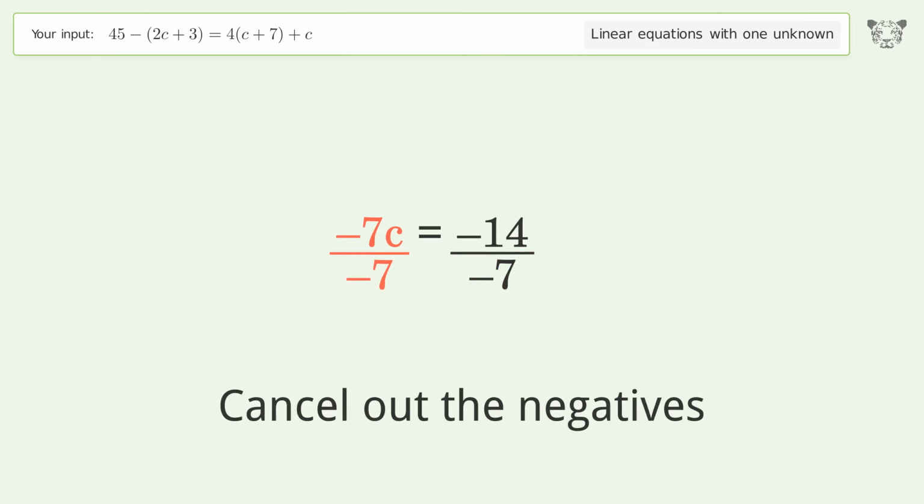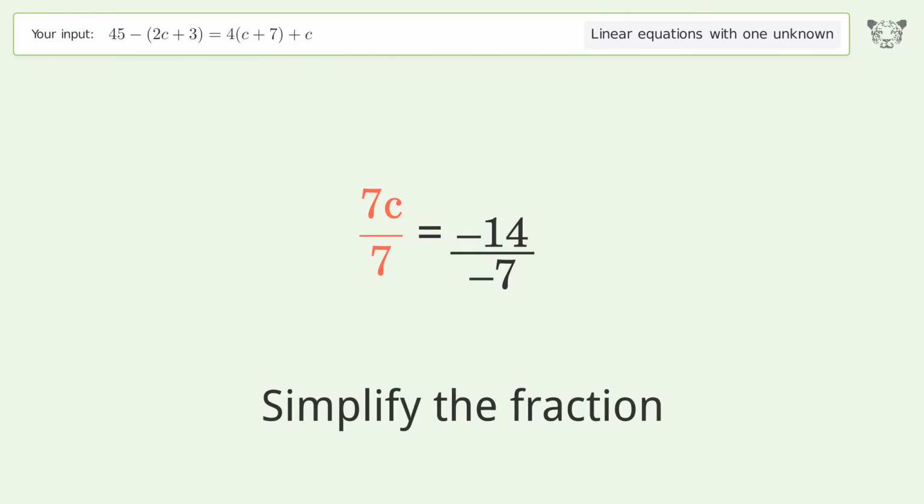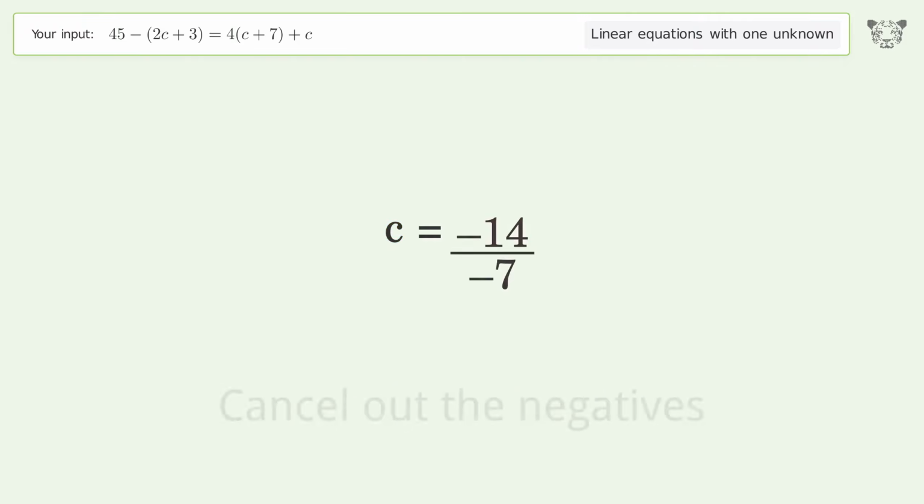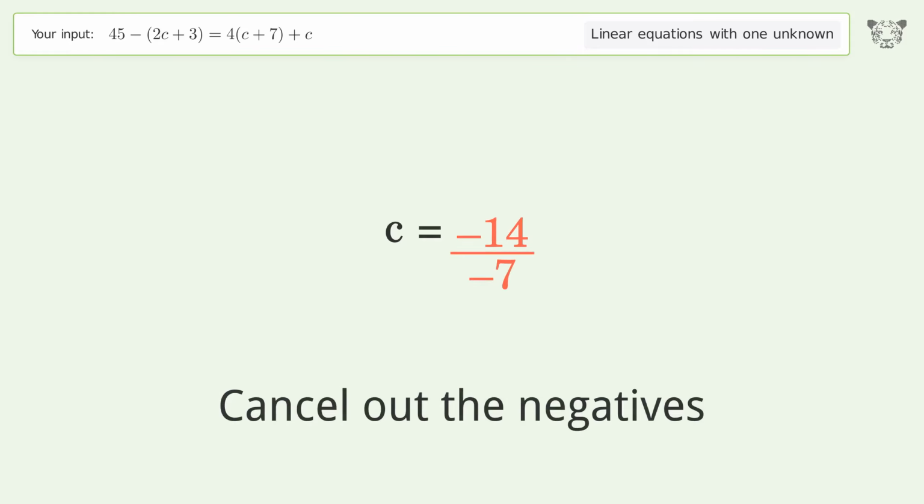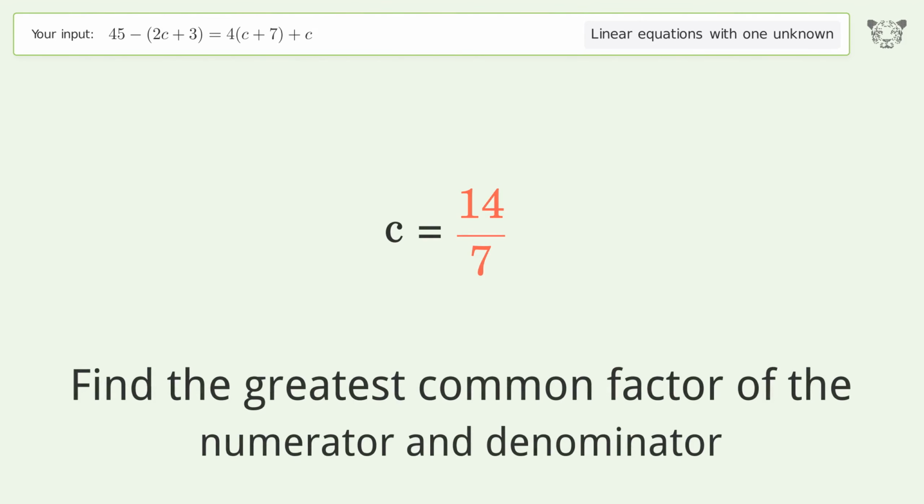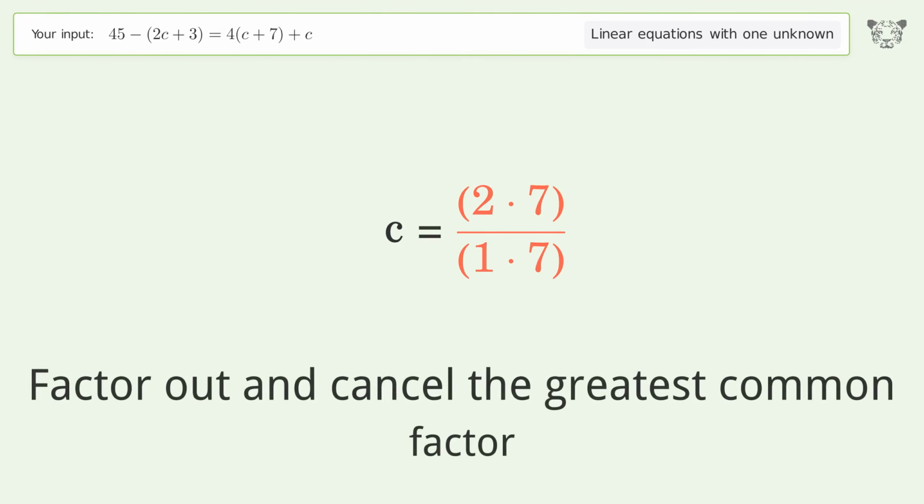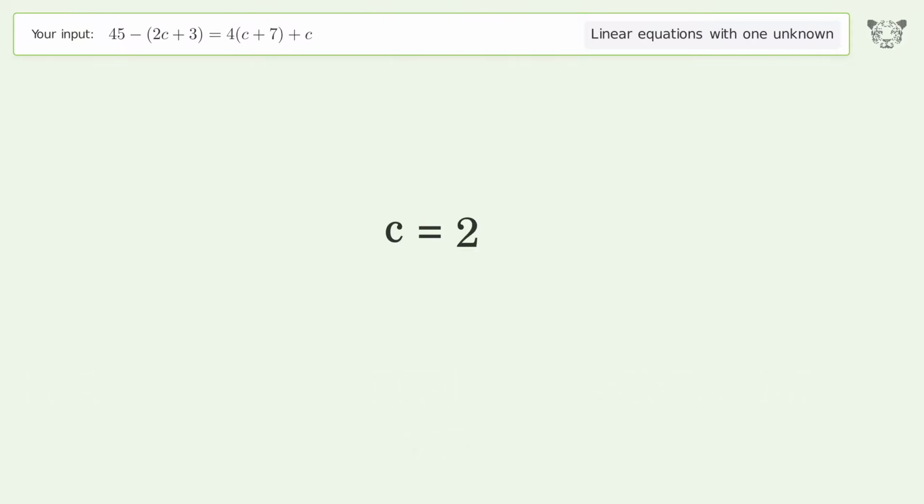Cancel out the negatives. Simplify the fraction. Cancel out the negatives. Find the greatest common factor of the numerator and denominator. Factor out and cancel the greatest common factor. And so the final result is c equals 2.